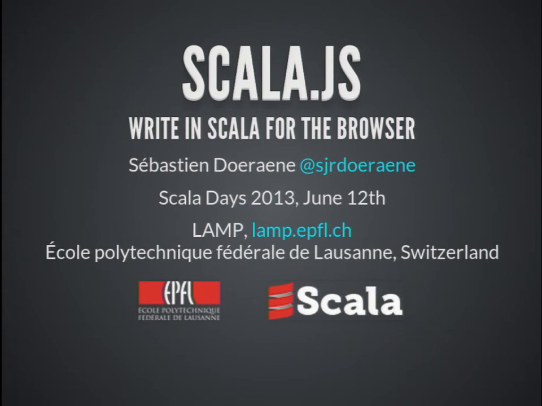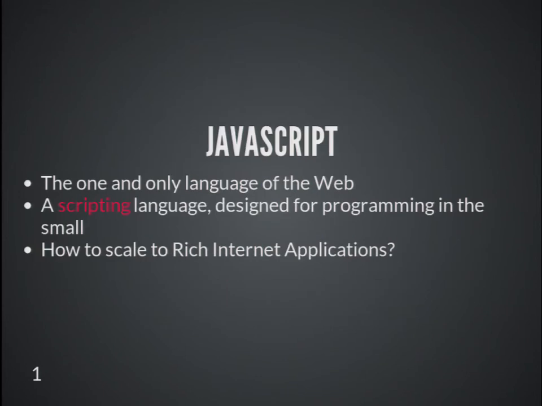So my name is Sébastien Doeraene. I work at EPFL in Martin Odersky's lab, and I'm working on Scala.js, which is a JavaScript backend for Scala, so that you can actually compile Scala to JavaScript code. The idea is that you can write in Scala for your web browser. By the way, these slides are an HTML page. You'll see that in action in a few moments.